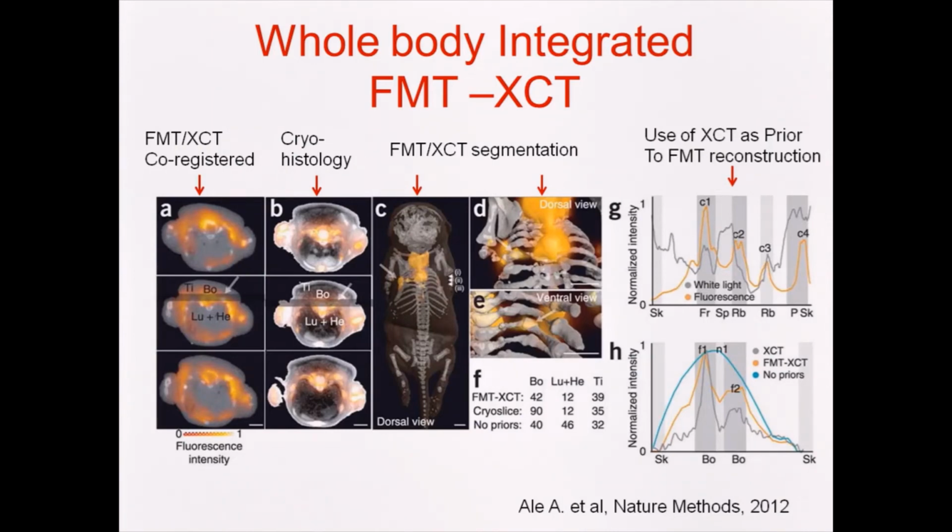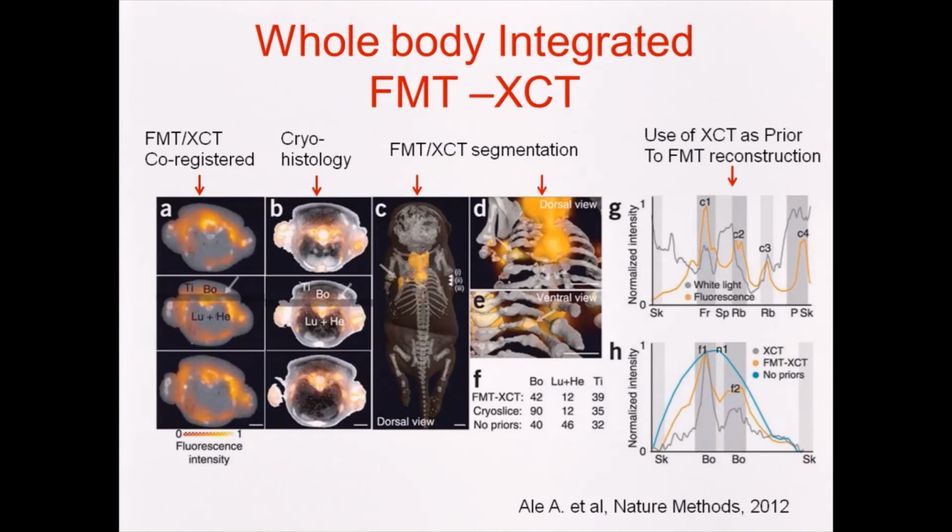This is showing another example of the power of having the X-ray data co-registered with the FMT. You can segment the CT data to give you the bone anatomy of the animal, and that gives you a better idea, again, of where the fluorescence is coming from. And it goes further. Not only is the FMT data co-registered with the X-ray data, you can actually use the X-ray anatomy as prior information to improve the FMT reconstruction, and that's shown here.